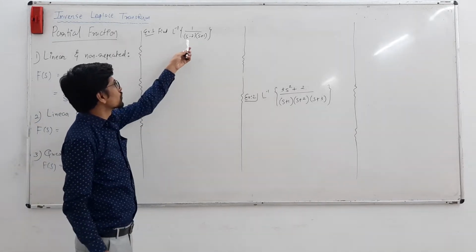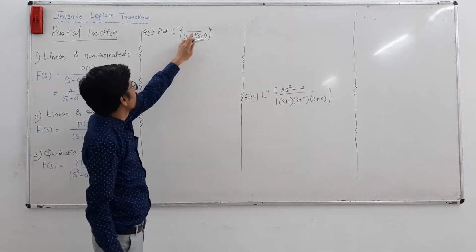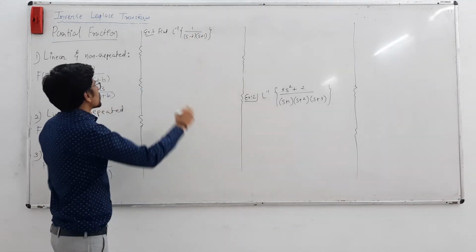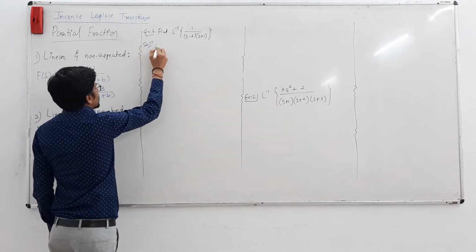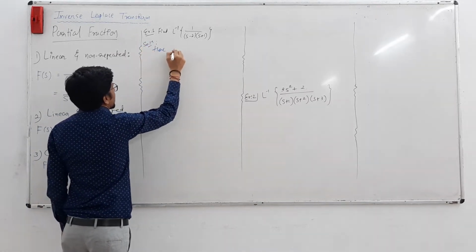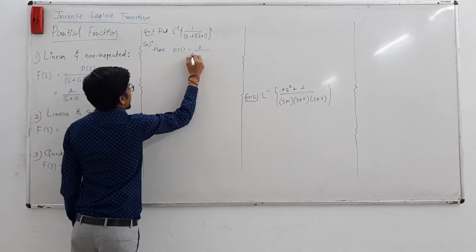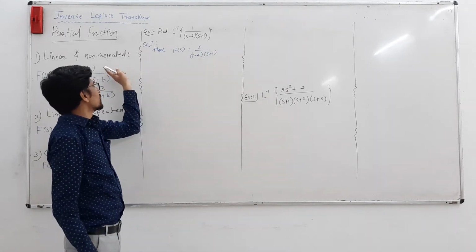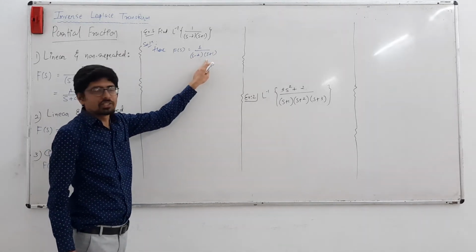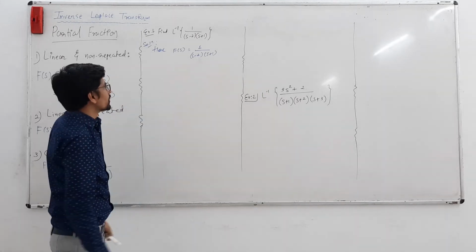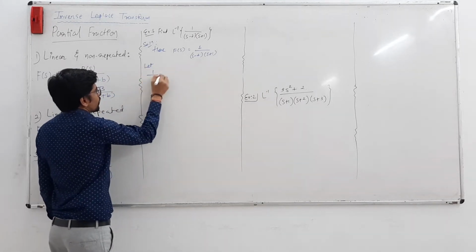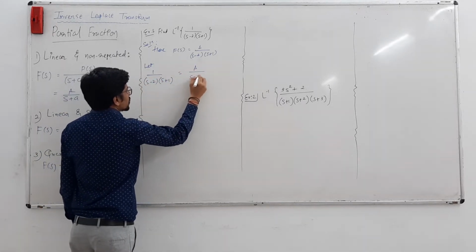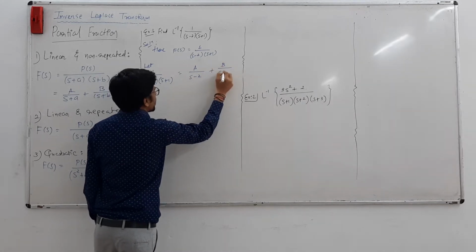In this case, we are interested to find the Laplace transform of this term, that is 1 upon (s minus 2)(s plus 1). So let us start. Here we have F(s) equal to 1 upon (s minus 2)(s plus 1). We can see that this is case 1. s has power one, that is linear, and both factors are different, that is non-repeated. So I will write first constant A upon the first factor and another constant B upon s plus 1.